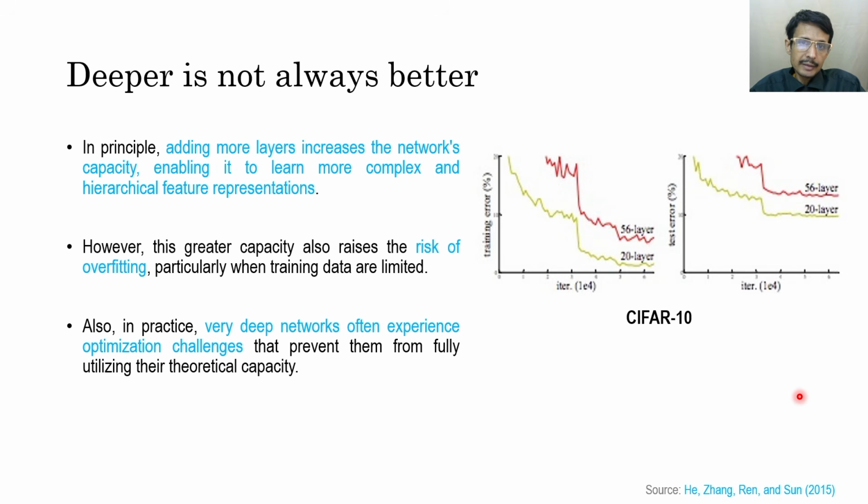Now the major question arises: is the deeper net always better? If we have the provision, can we always go for the deeper net? Let us look at this diagram. This is on CIFAR-10 data. Here you can see the test error: the 20 layer network, the shallower net, has lower error, which means its performance is better than the deeper 56 layer network.